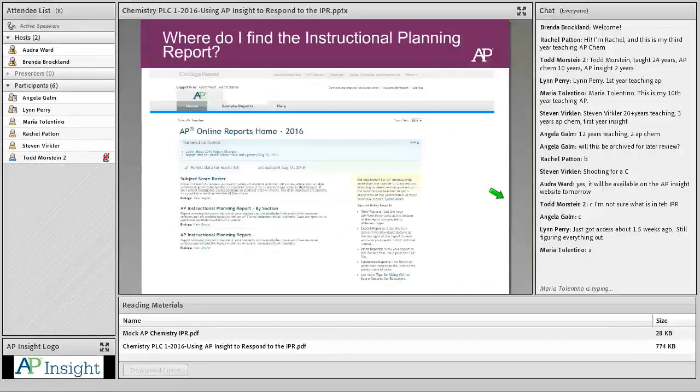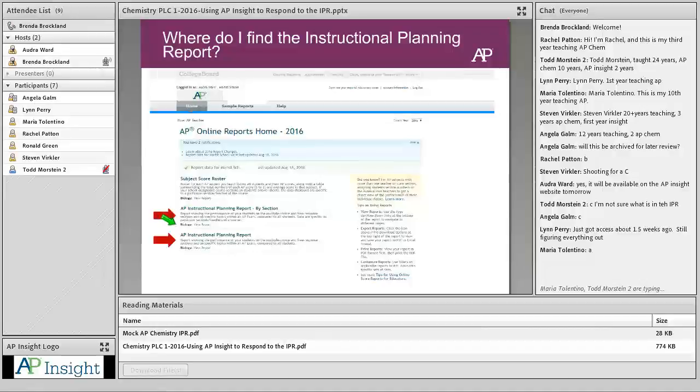All right, so we're going to start out with where you find the report itself. If you've gotten access to College Board and you know where to find AP Central, including your login credentials, all of those sorts of things, that's where you're going to go to find the instructional planning report. This is where you'd also find the students' scores after the students have taken the exam. Then below that, you would be able to see your IPRs. And so those are where you're going to find them.